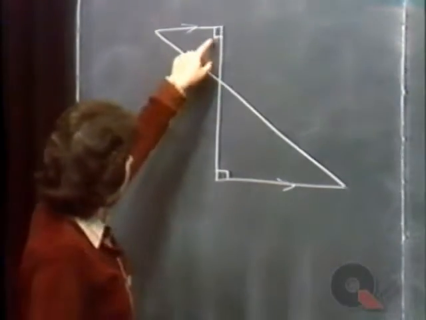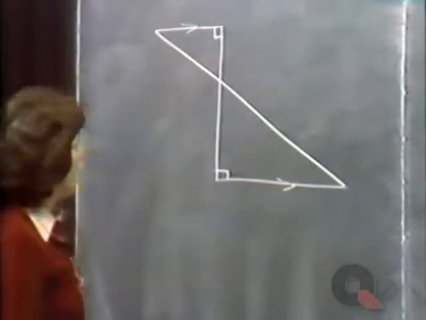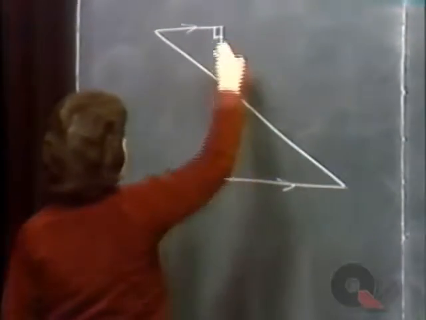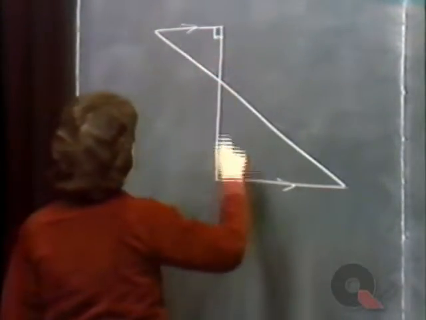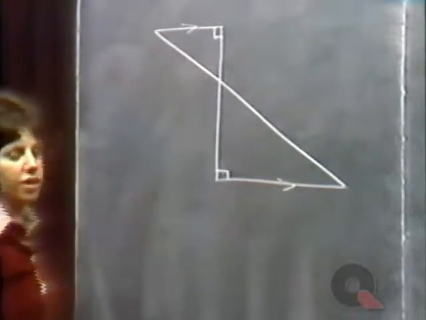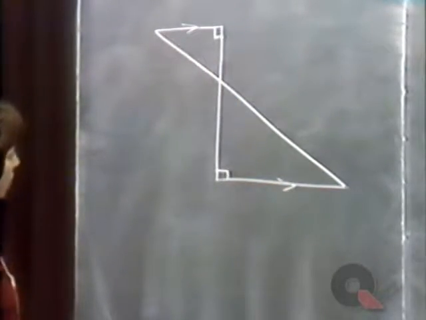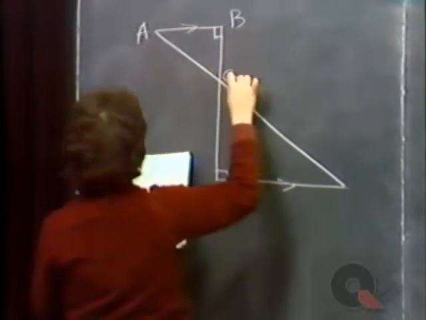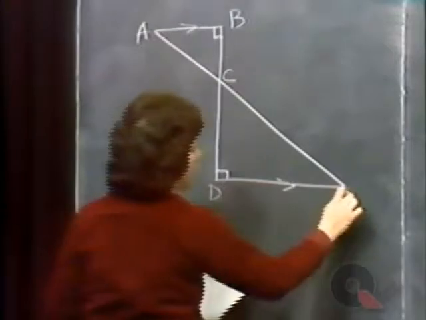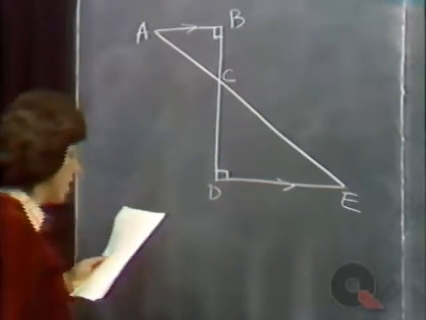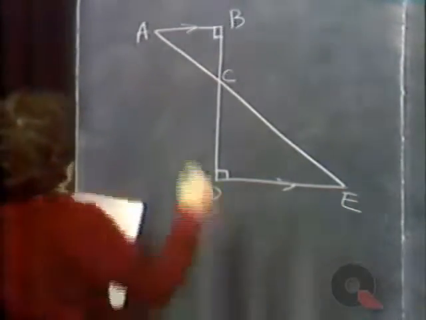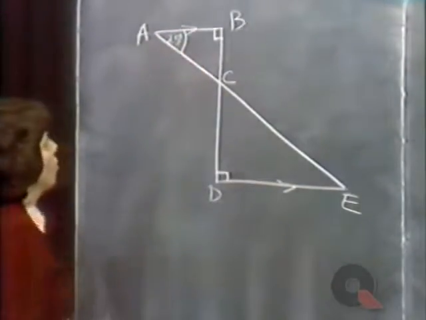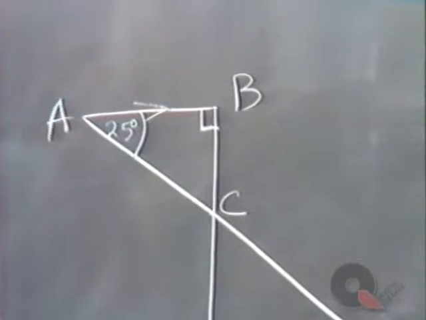What is important is that this is a right angle, this is a right angle, and what we have here is a setup. We have two lines being cut by a transversal, and we have the alternate interior angles equal, therefore these lines must be parallel. Okay, let's call this A, B, C, D, and E. And all I'm going to tell you here is that angle A is 25 degrees, and I want you to figure out all the unmarked angles.